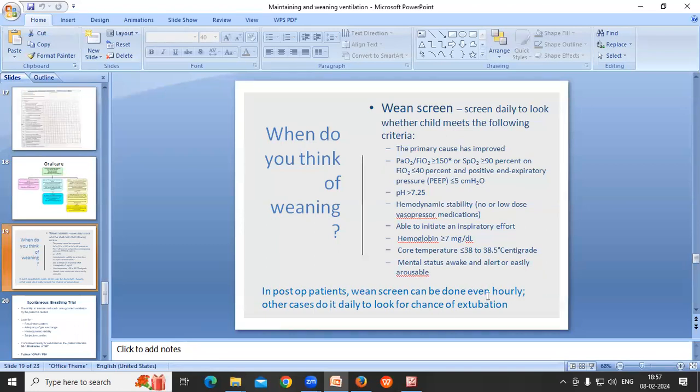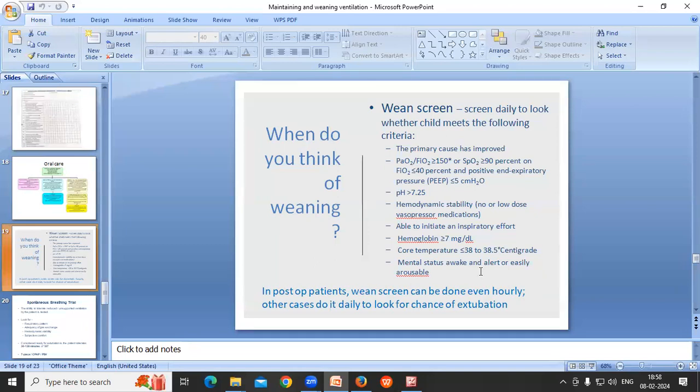Because with post-op children, you can extubate them within half an hour to 1 hour once surgery is over. So that's why you need to start this wean screen. You keep ticking. The moment you intubate, you need to start the wean screen. That's all. So these are the components of the wean screen. You need to tick all the components. If you met all the components, the child is ready for weaning or extubation.